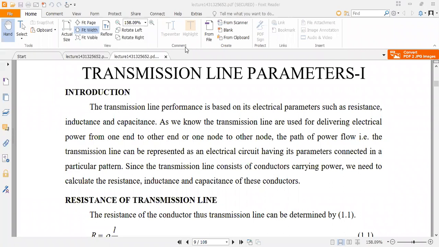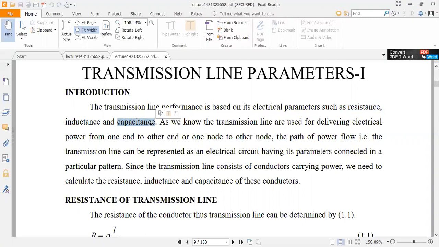Hello to all students. This is lecture number 1 of chapter number 3, transmission line parameters. This chapter mainly consists of three major sections, in which the transmission line parameters are based on resistance, inductance and capacitance. So these are all the transmission line parameters.